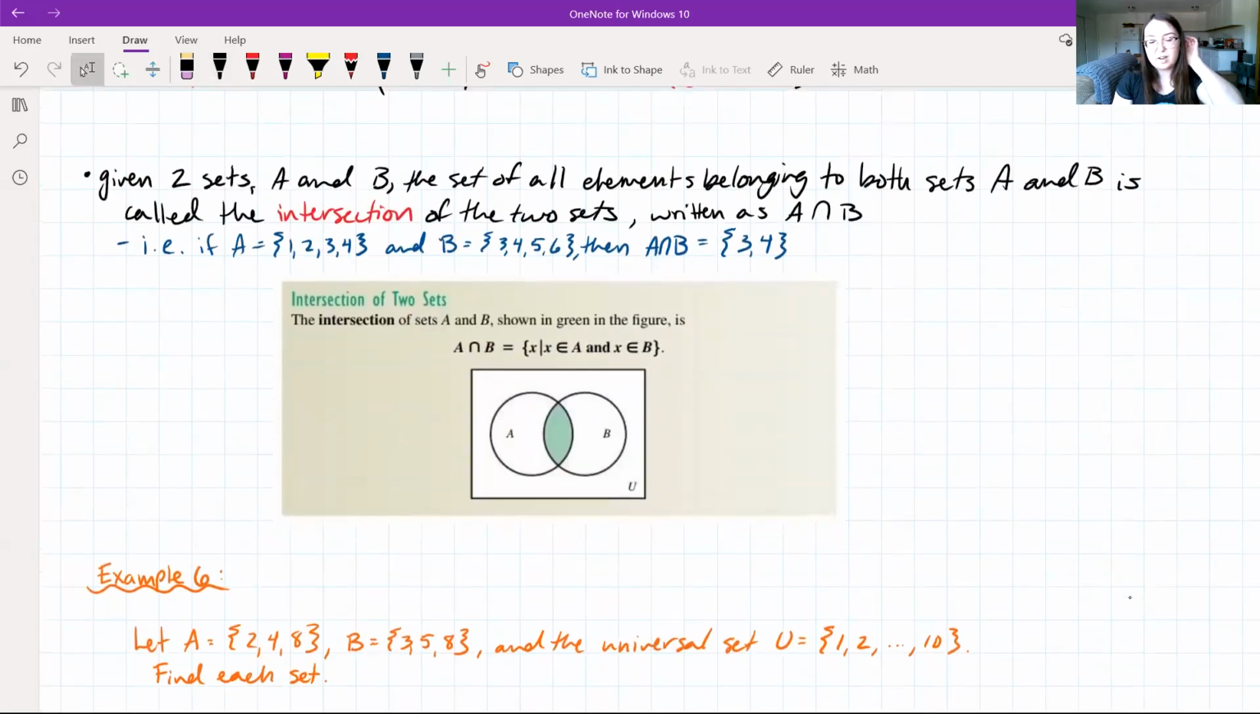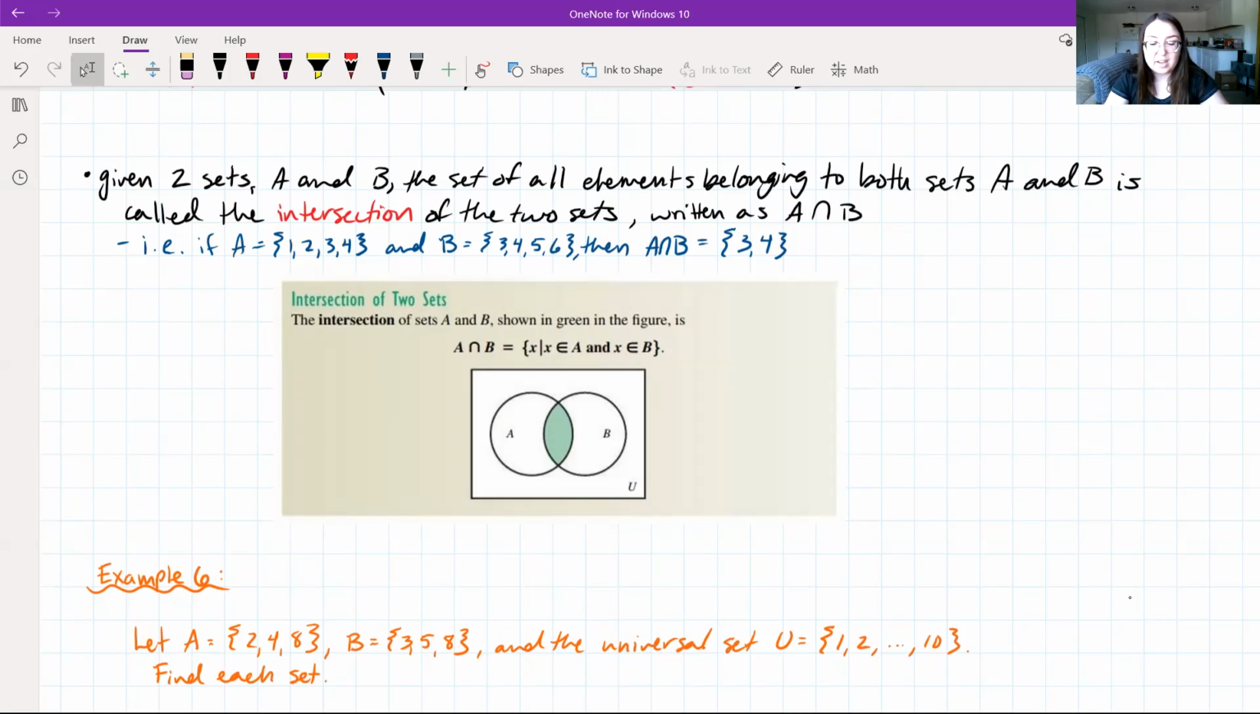All right, so moving on from complements, given two sets A and B, the set of all elements belonging to both sets A and B is called the intersection of the two sets. And this is written as A with what looks like an upside down U, B. So we call this A intersects B. So an example, if A is the set of 1, 2, 3, and 4, and B is the set of 3, 4, 5, and 6, then A intersect B is the set of 3 and 4. So you're looking for the elements that are in both sets, and that would be called the intersection.